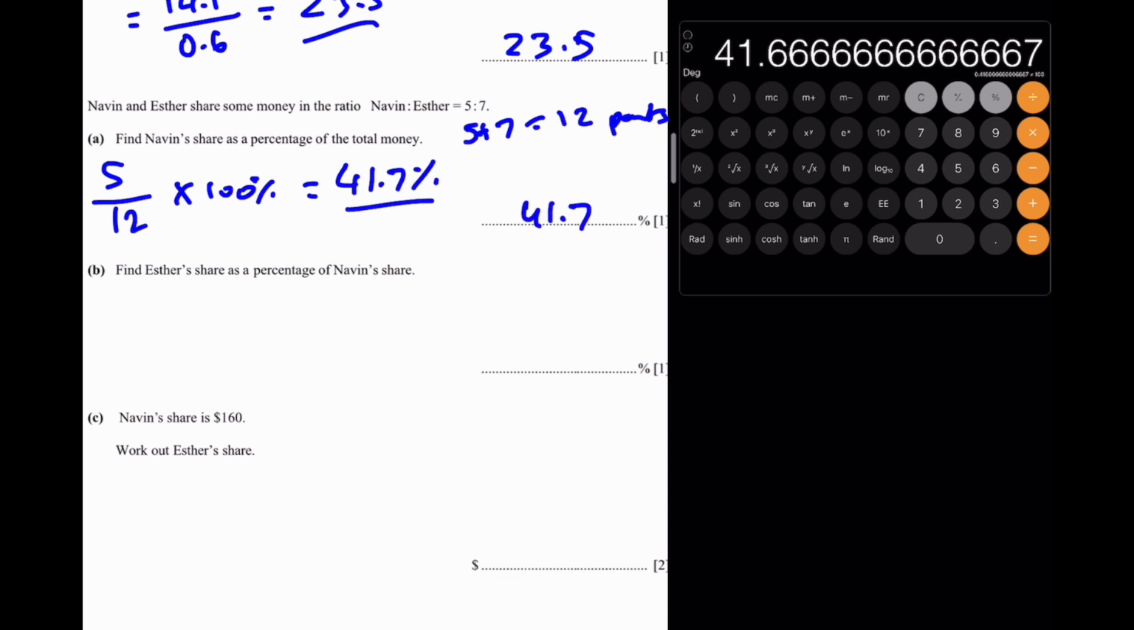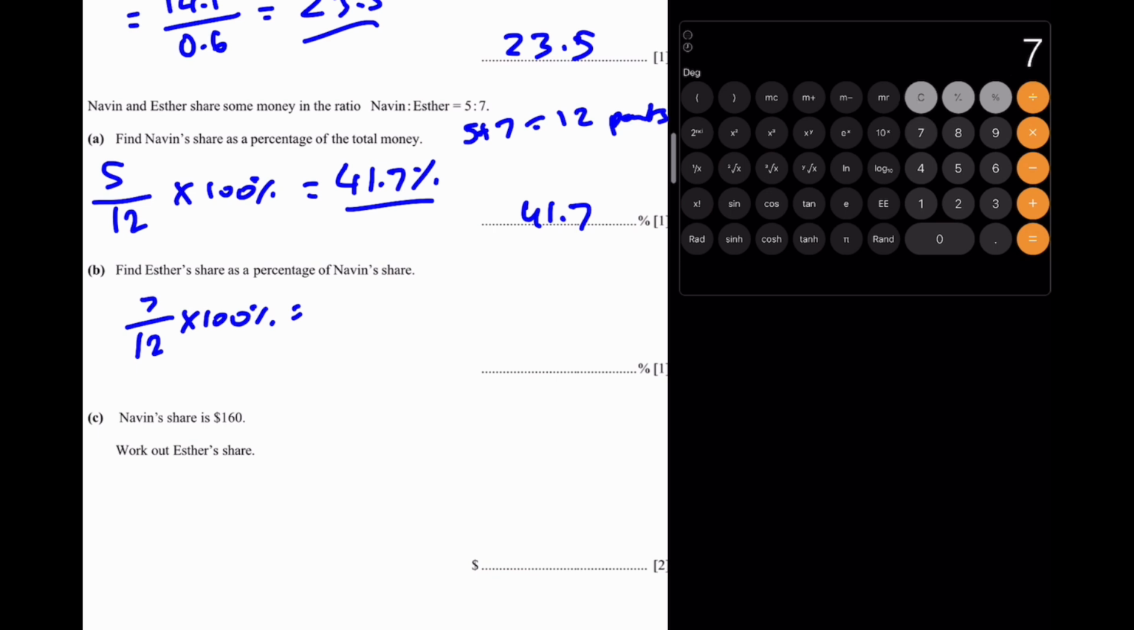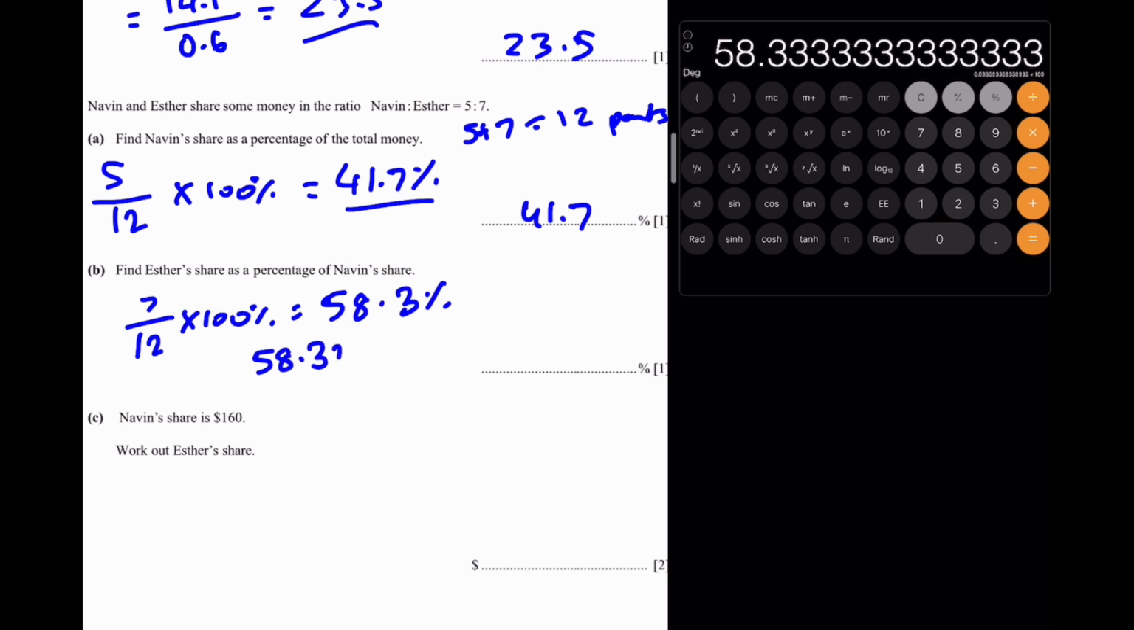Now for part B, find Esther's share as a percentage of Naveen's share. Well, Esther's share will be 7 over 12 times 100%. That is 7 divided by 12 times 100%, 58.3%. And as a percentage of Naveen's share, we just do 58.333 divided by 41.666, which we rounded off to 41.7. But when we divide this, we get 1.4, and multiplying by 100% is 140%. And that'll be our answer.